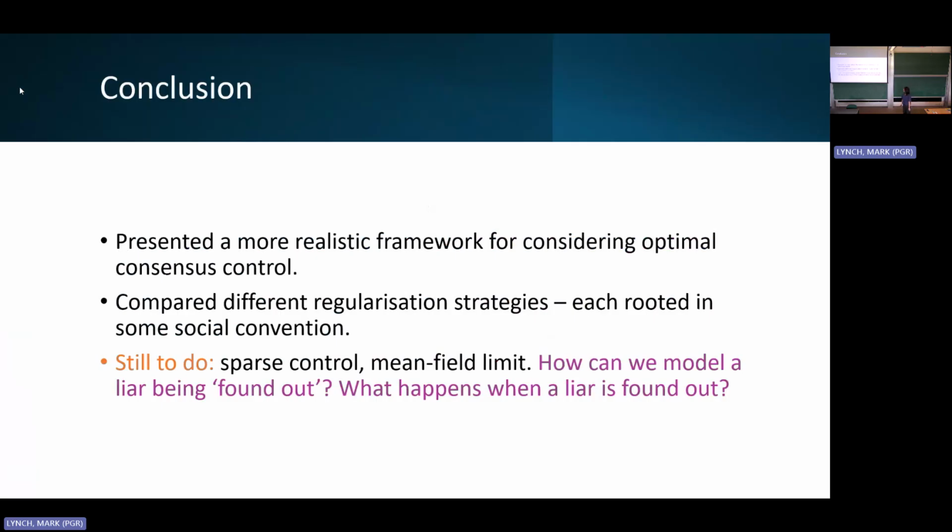And then the last thing is that so far we're kind of helping out the bad guys. We're telling people how to lie better, whereas what might be good would be to find ways of disrupting this consensus control. So yeah, that's on my conscience.